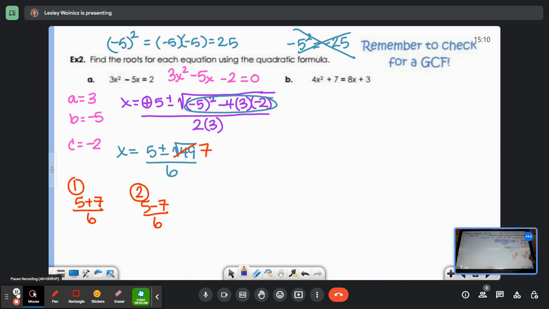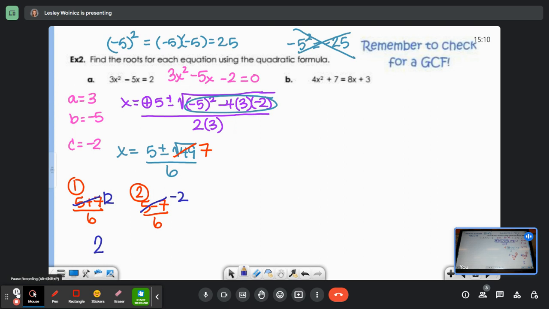Okay, what is 5 plus 7? 12. 12 divided by 6 is 2. 2. Okay, what about 5 minus 7? Negative 2.